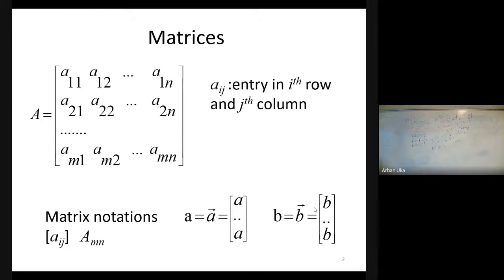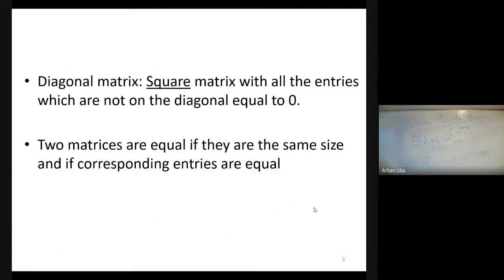Here we denote that any entry in the ith row and jth column is denoted as a_ij. And then we can also have vectors, as shown here, vector A and vector B, which are simplified versions of the matrices.